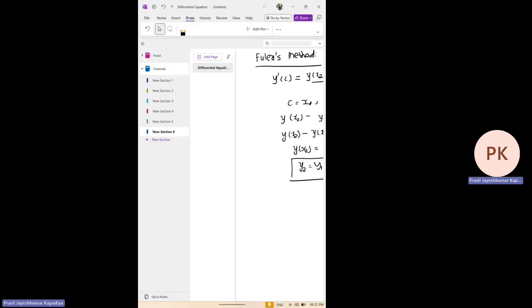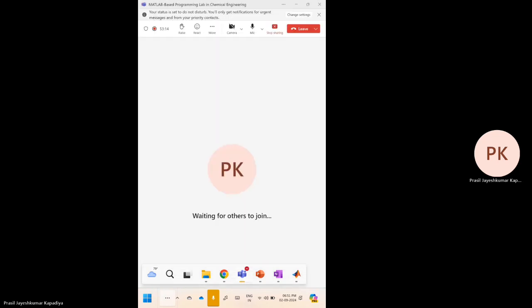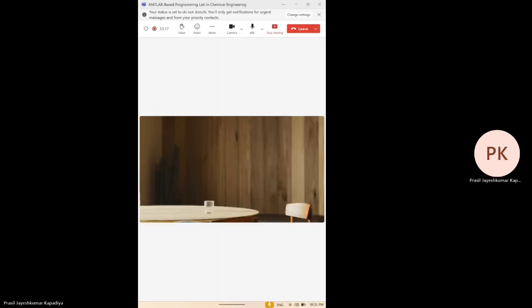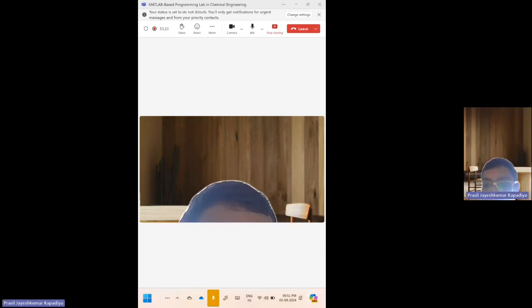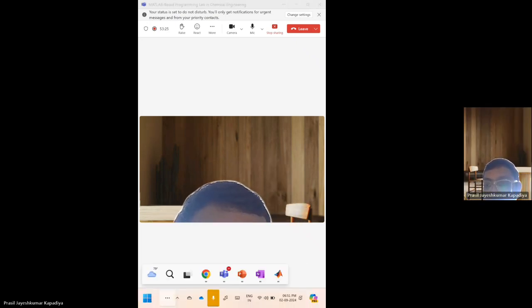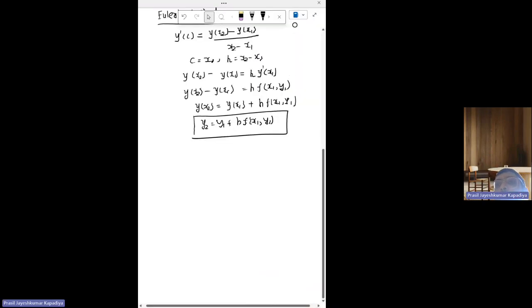I hope this is clear to everyone. My video won't be visible right now because I am writing it in OneNote. So this is what Euler's method is.